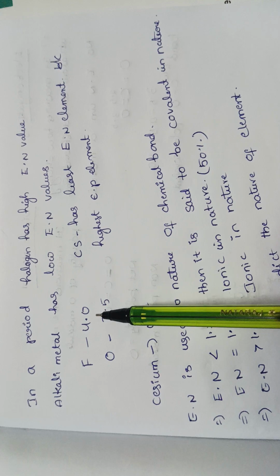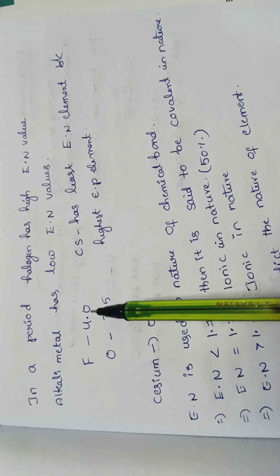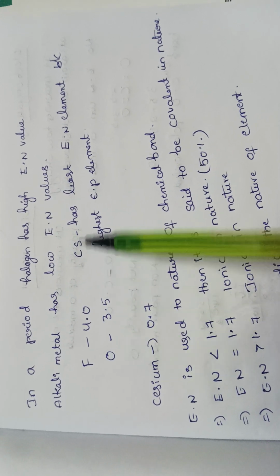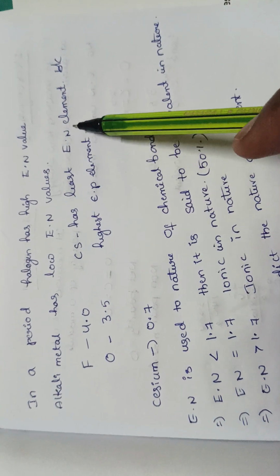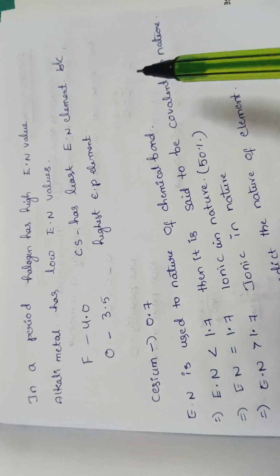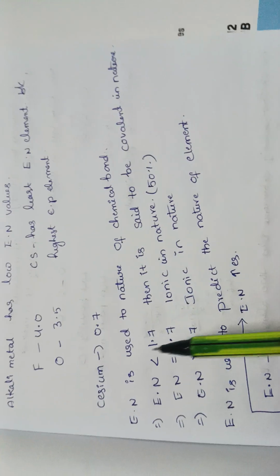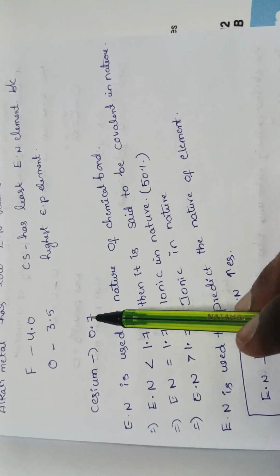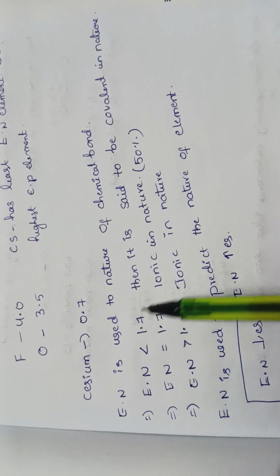Highest electronegativity in the periodic table is 4.0 for fluorine. Cesium is the element with the least electronegativity because it is the most electropositive element. Cesium has an electronegativity value of 0.7.